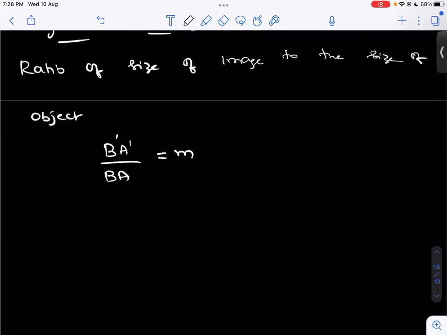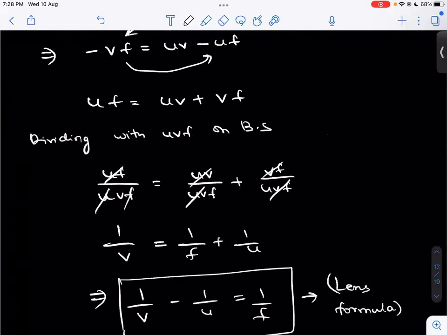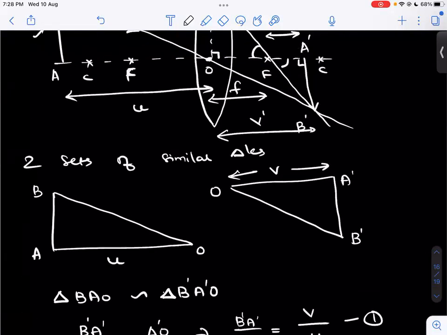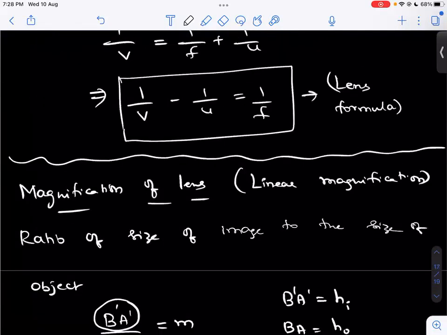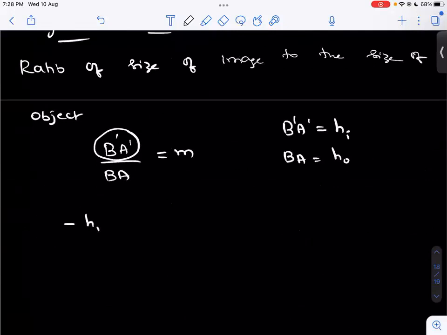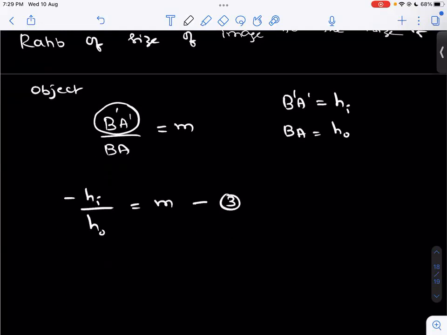Right? Now, if I say B dash A dash is the height of the image and BA is the height of the object. If you observe B dash A dash in the diagram, it is negative because it is inverted. So it is minus HI divided by BA, which is H naught, is equal to M. So let this be equation number 3.